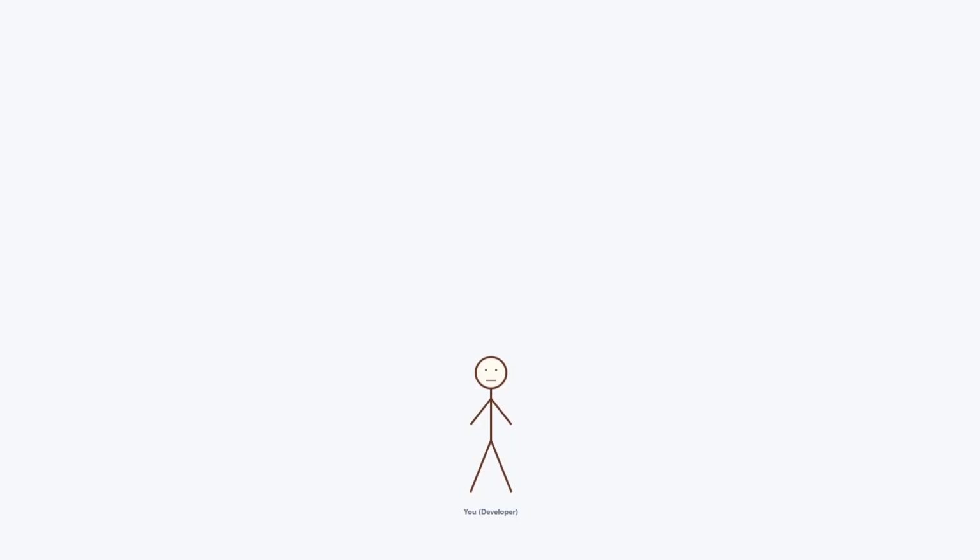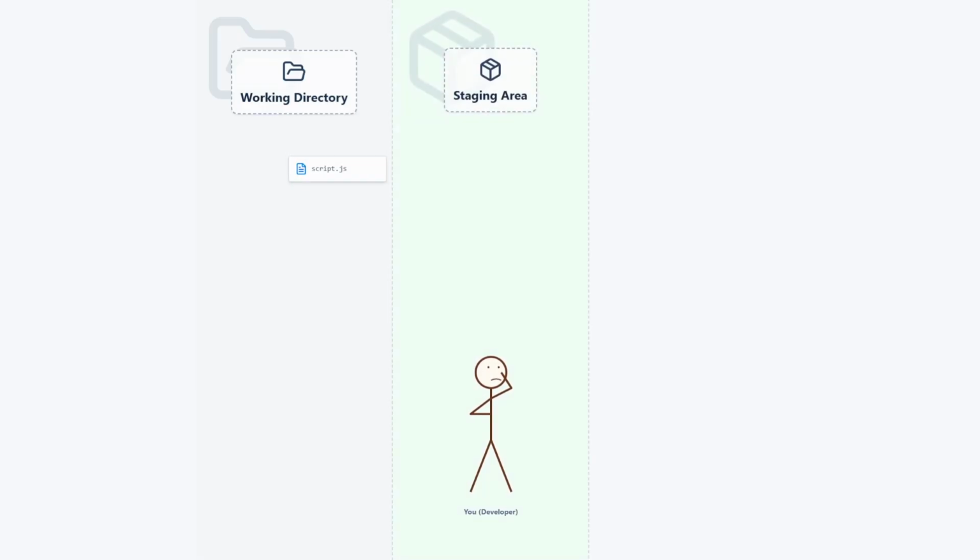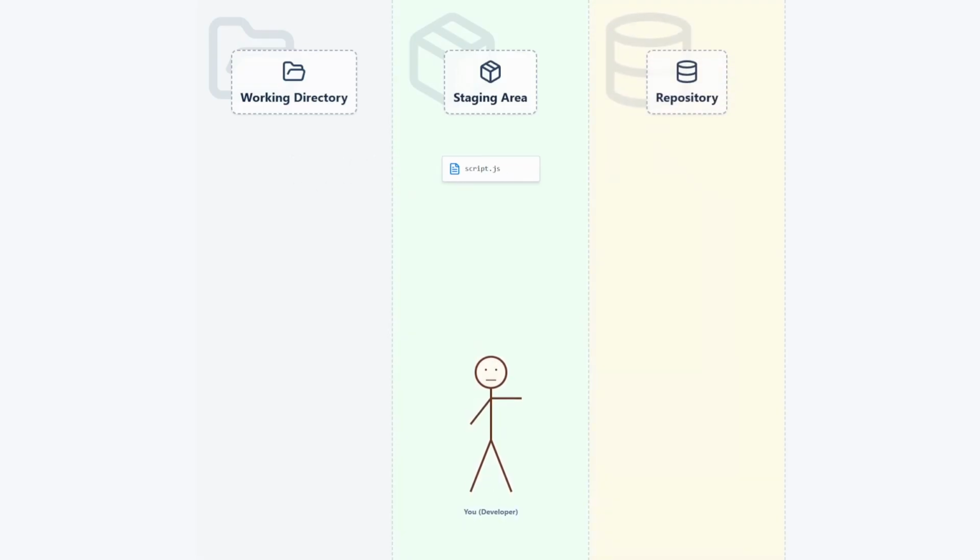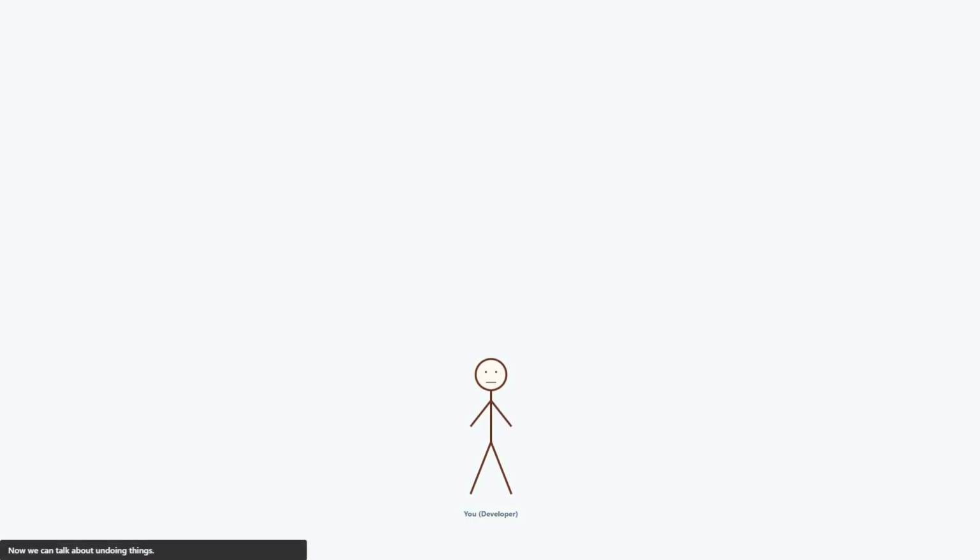Before we talk about undoing things, we need to understand the three areas. 1. The working directory, your actual files on disk. 2. The staging area, also called the index, what will go into the next commit. 3. The repository, your permanent history. Git commands manipulate these layers differently. Now we can talk about undoing things. Three commands seem to do the same job, but they are completely different. Confusion here costs work. Let's break them down.